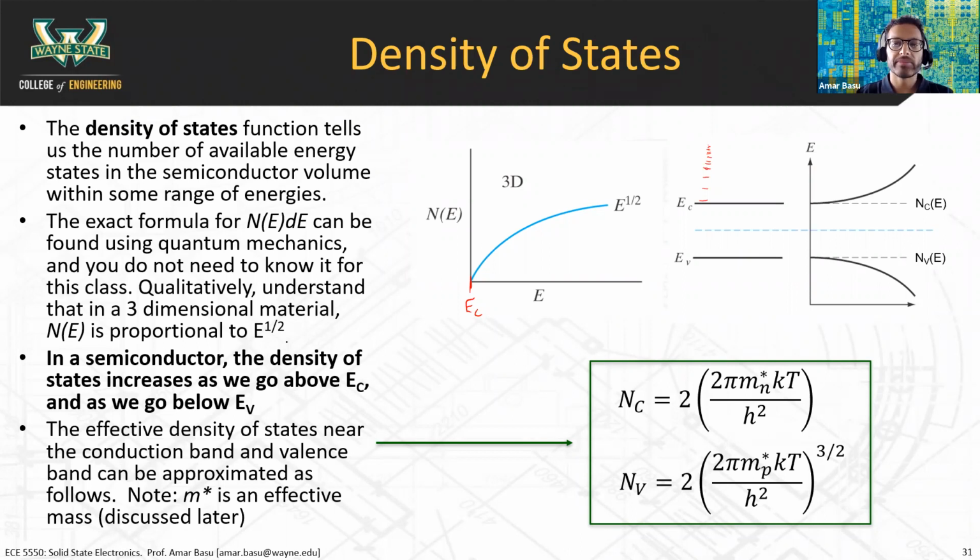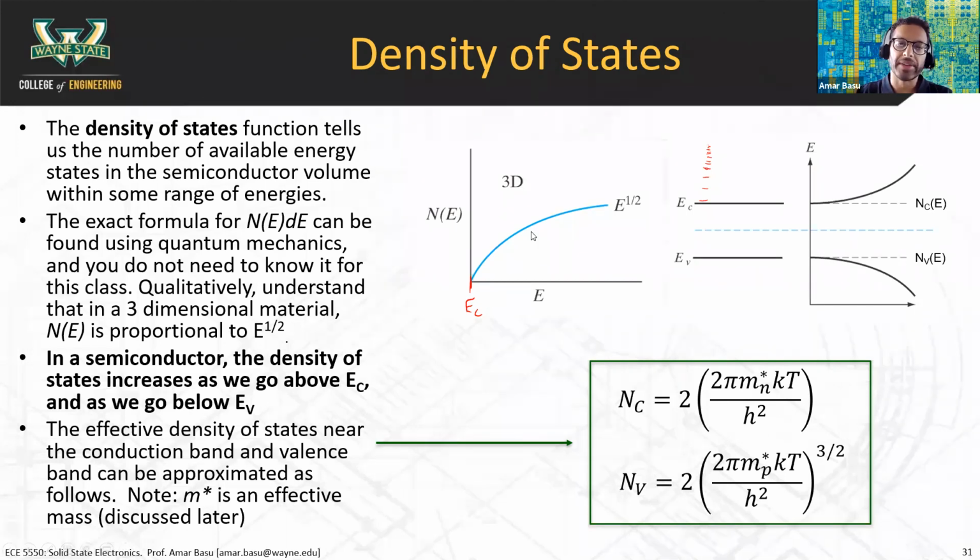What we will want you to know in this class is that in a 3-dimensional material like silicon, this N of E is proportional to E to the 1/2, meaning it increases as a square root of the energy.